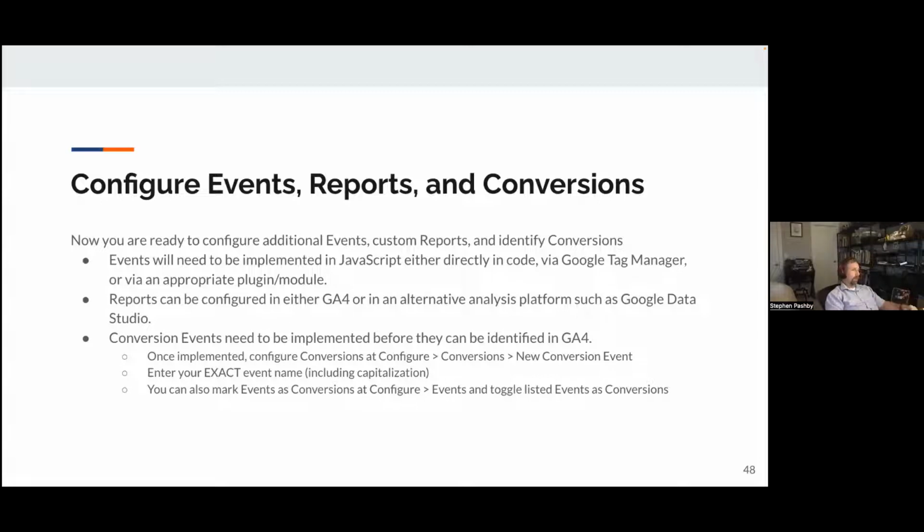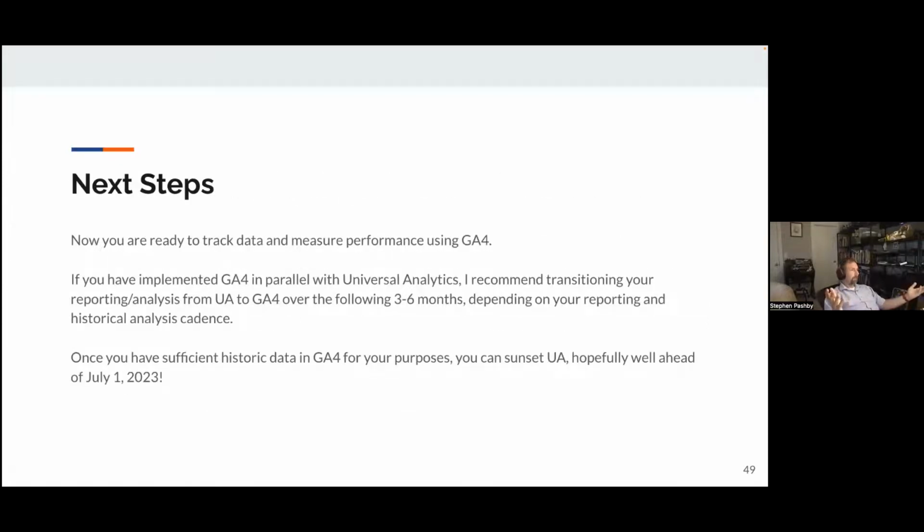Reports can be in Google Analytics 4, or you can use Google Analytics 4 as a data source for Google Data Studio. I forgot to get screenshots of this, but for conversion events, it's kind of nice. You basically can just go into Google Analytics 4 and say, I want to identify events as conversions. Say this type of event, that's a conversion. And then you'll be able to segment and track on that. So now you are ready to track data and measure performance with GA4, if you want to.